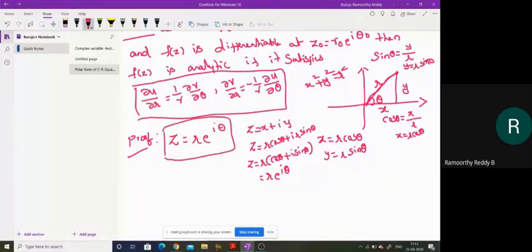Now what is f dash of z? Taking dou by dou r of f of z, you are partially differentiating with respect to r. So it is f dash of z into dou by dou r of z. Which is f dash of z into dou by dou r of r e power i theta.